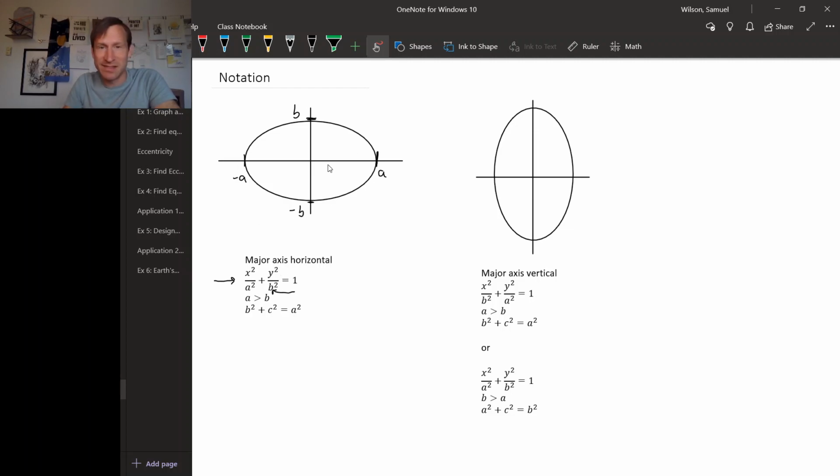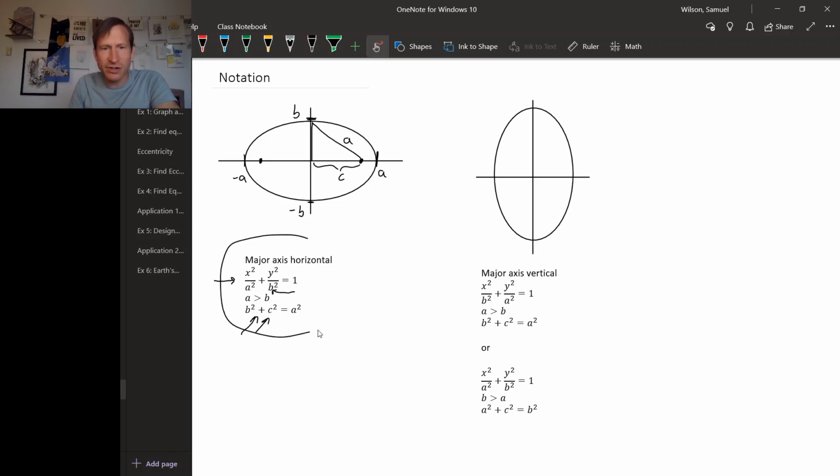Because A is the semi-major axis, A has to be greater than B, and we ended up with this relationship between A, B, and the focal radius C. Remember, hiding in here somewhere is the focus. Well, there are two foci. The focal radius is this distance, and that's called C. And we have this right triangle like this, and the hypotenuse happens to be A units long. And so using the Pythagorean theorem gives us this relationship between A, B, and C.